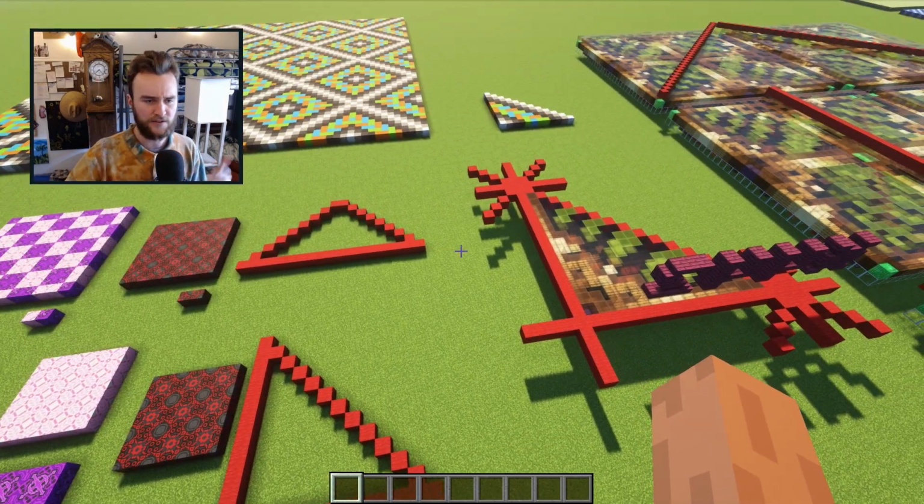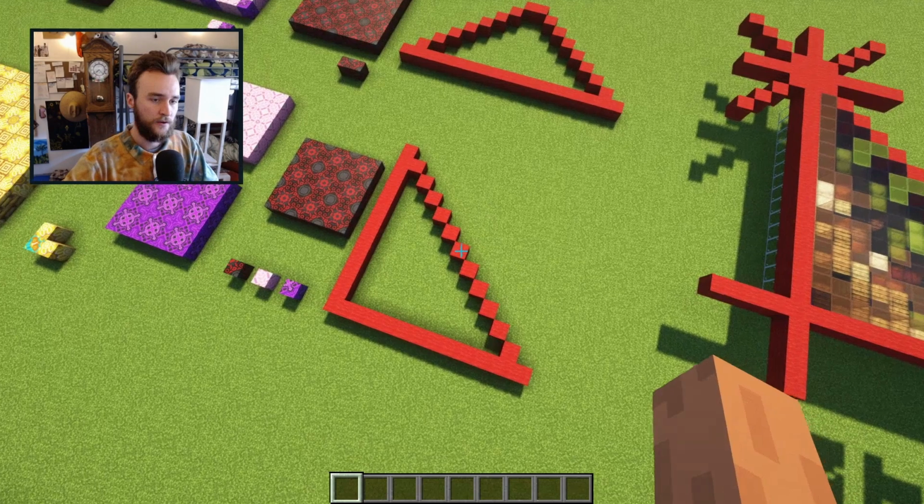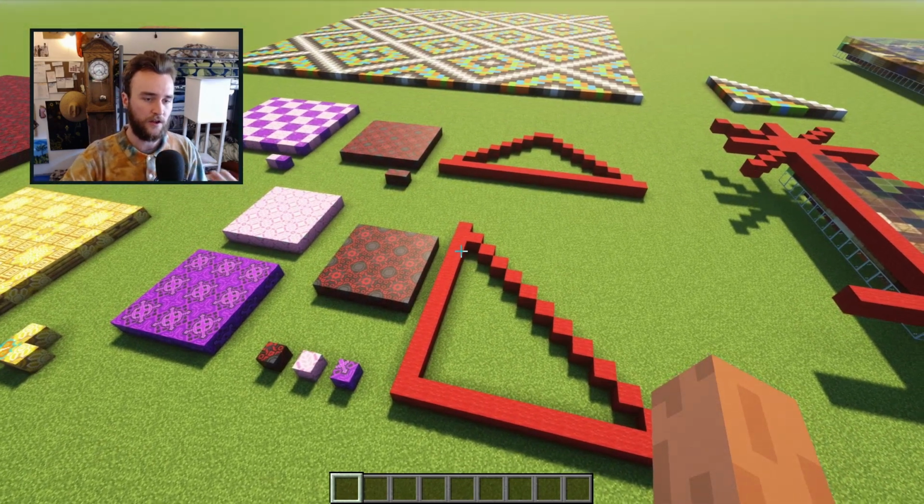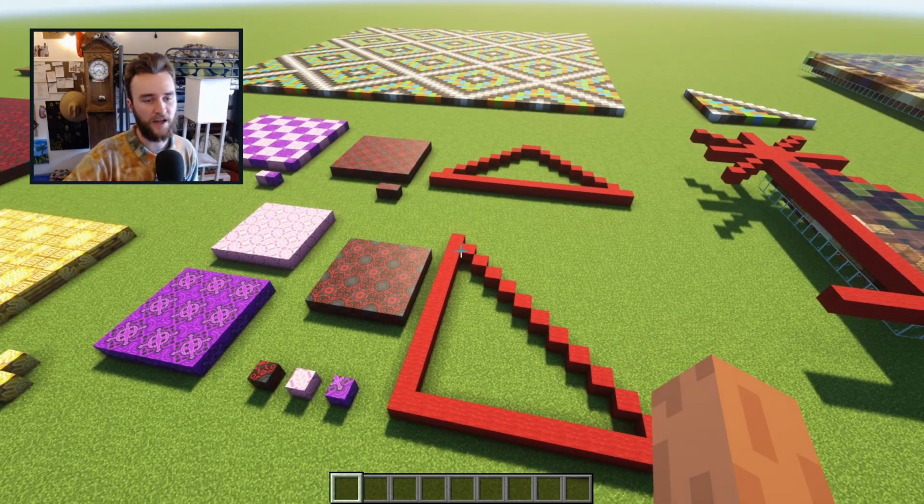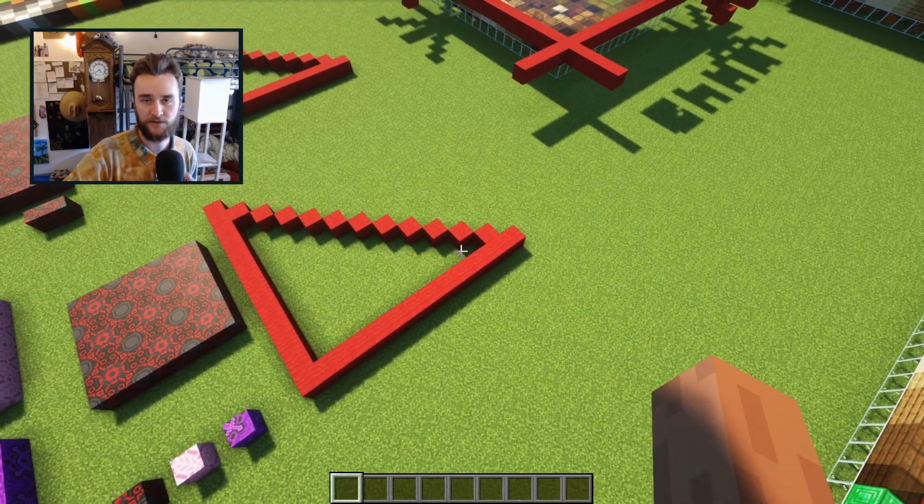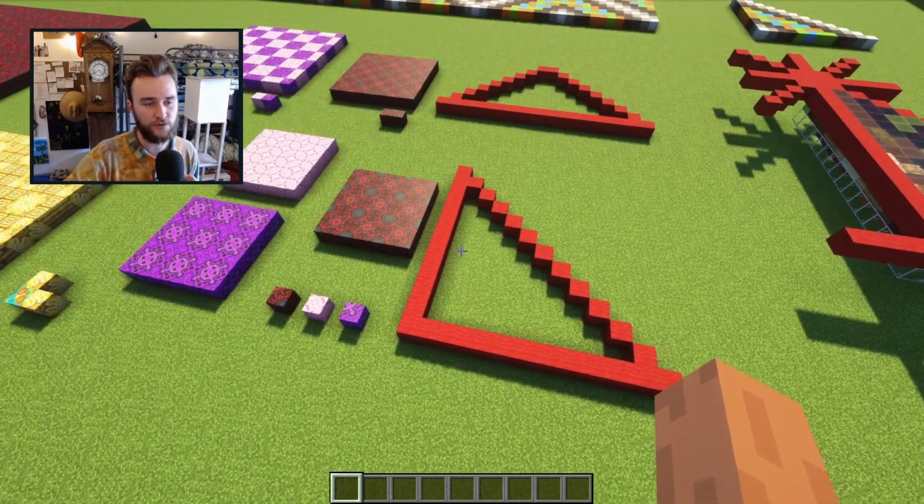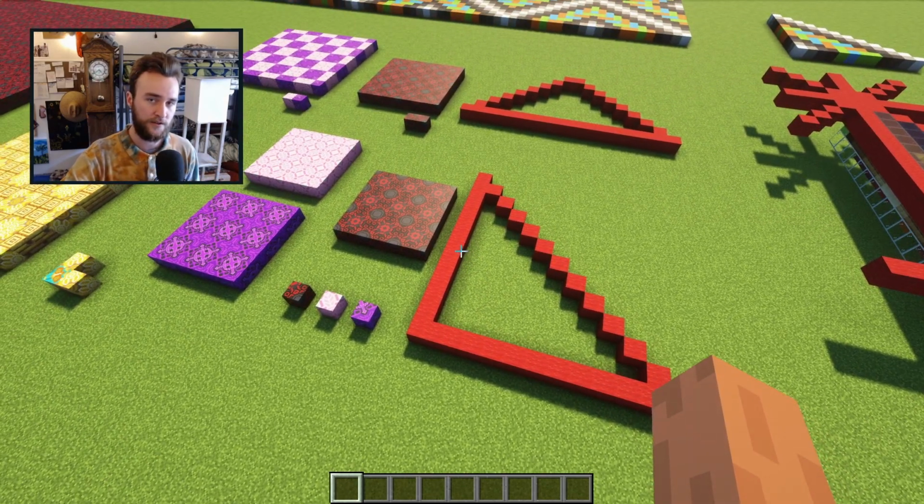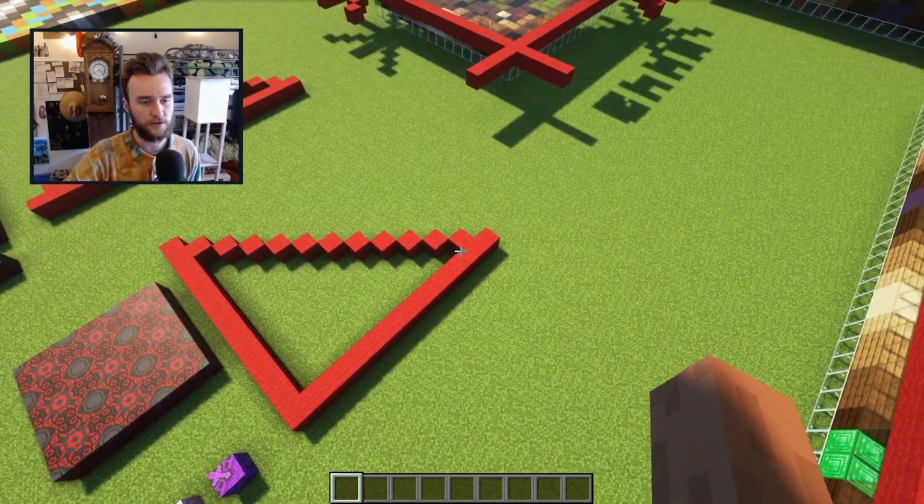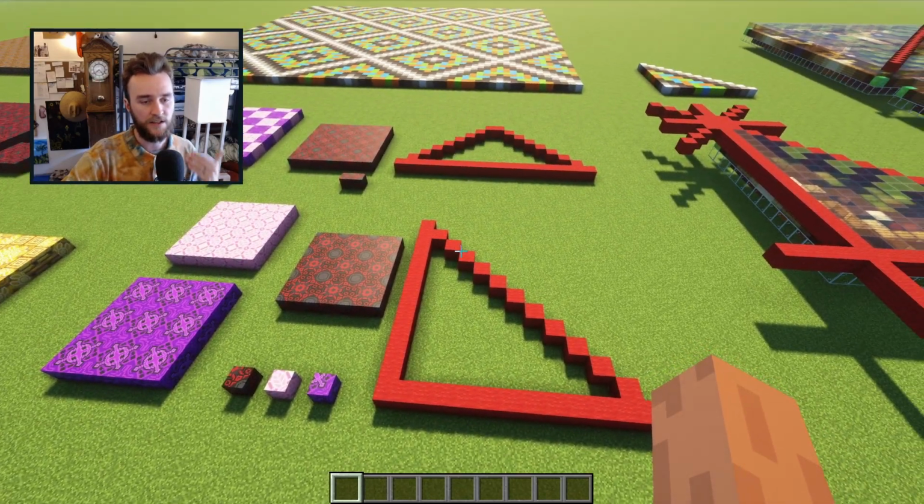So obviously Minecraft is a square grid. Lines run north, south, east, west, up, down. What that means is this triangle is always going to have at least one side diagonal to the Minecraft grid. You could set it up so that the two short legs are in line with the Minecraft grid, and then the hypotenuse, the long side of the triangle, is diagonal.